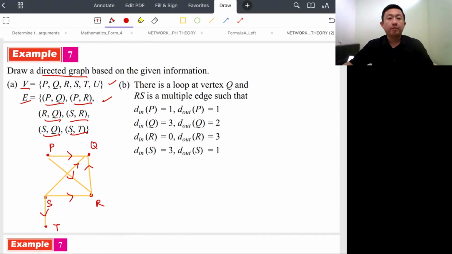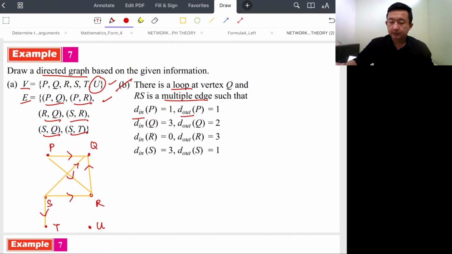Is this the complete directed graph with the information? The answer is no. Why? Because you see vertex U is not connected with any of the other vertices, but you have to list it out. You have to draw vertex U. Okay, so this is the one. Now there's a loop. This is a bit hard. You have a loop, you have multiple edges, and they give you the in and out degrees of the vertices.